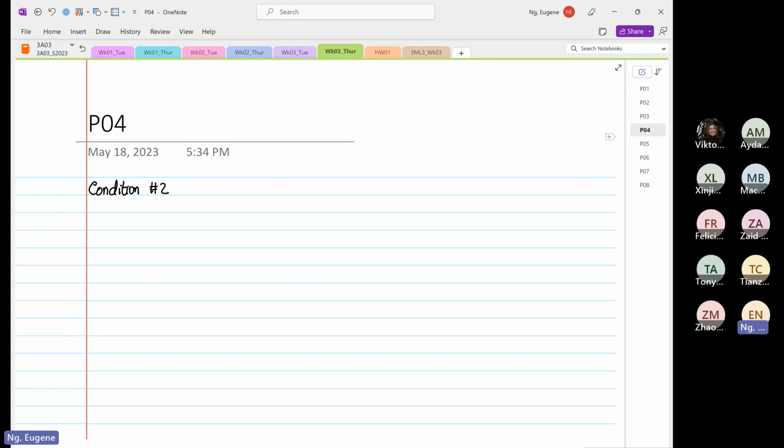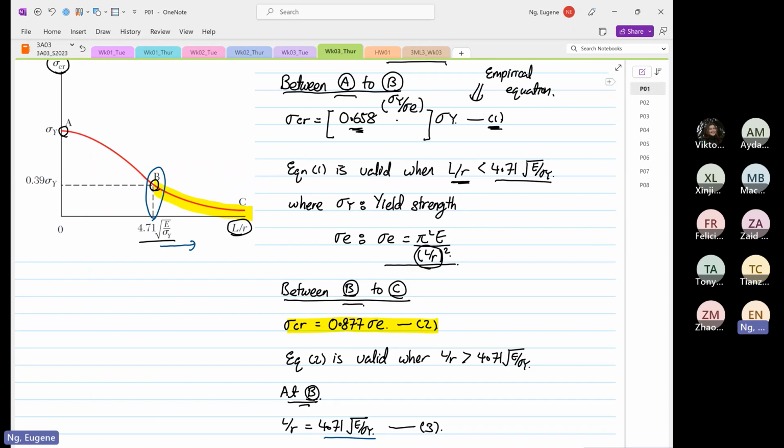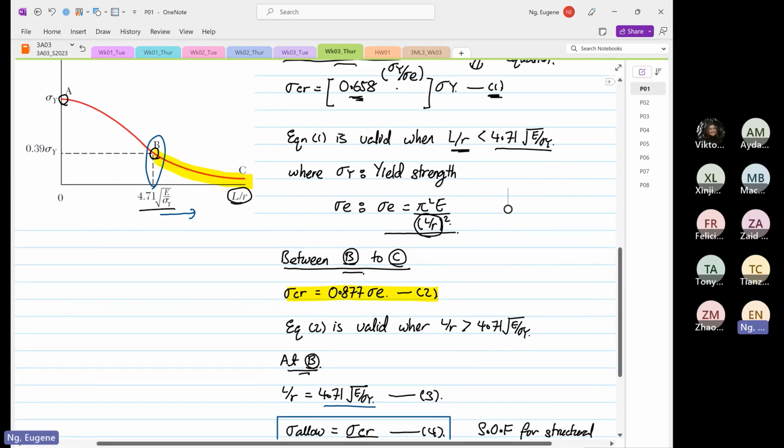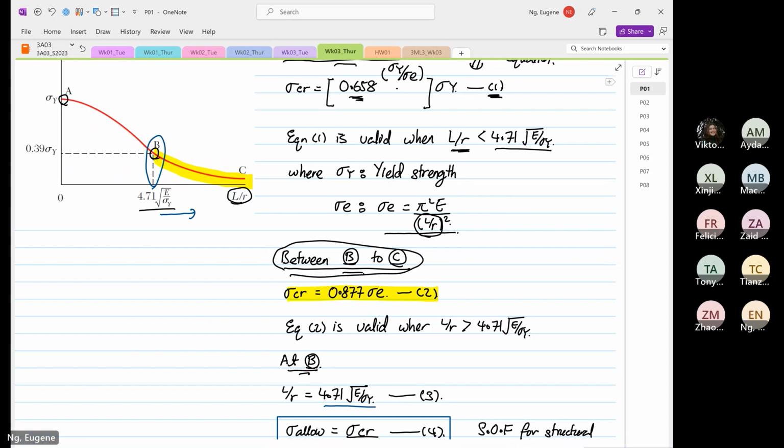So now condition number 2 is L over R is going to be greater than 133.68. So when we use L over R greater than 133.68, let's go back to our equations again. Okay, so we now know that between B to C, as you can see over here, we have to use equation number 2, where stress critical is equal to 0.877 stress E.